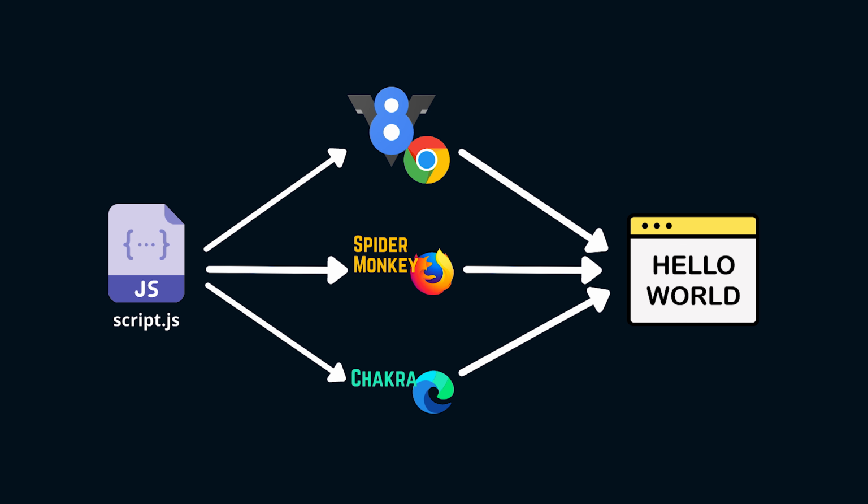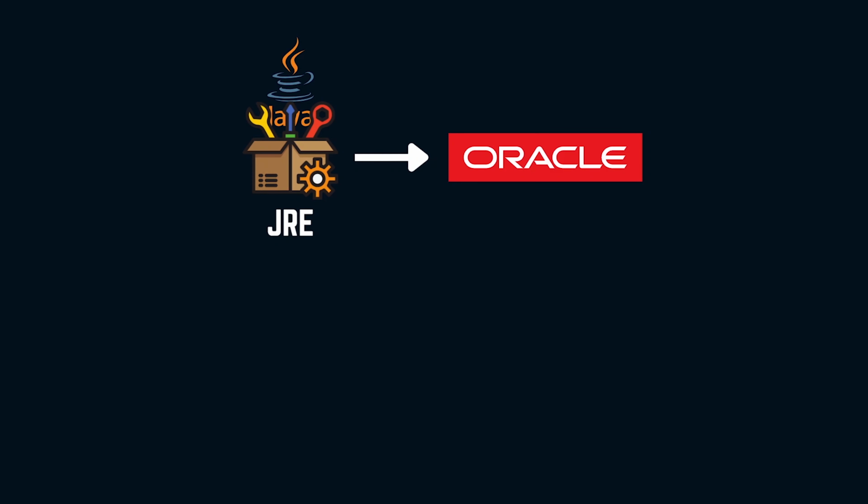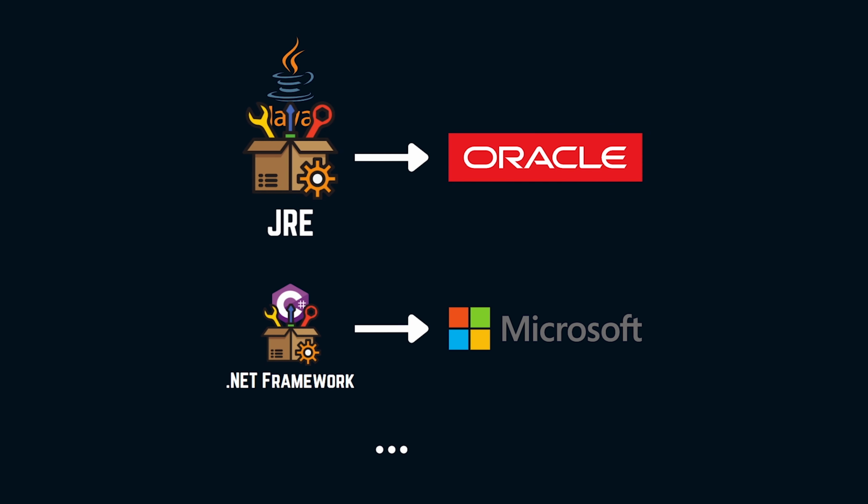This is often rare in the case of other programming languages. Most often, the environment for running a program is developed and maintained by a single company or entity. For example, the Java Runtime Environment is created by Oracle. The runtime environment of C#, which is the .NET Framework, is developed and maintained by Microsoft. This is not the case with JavaScript.